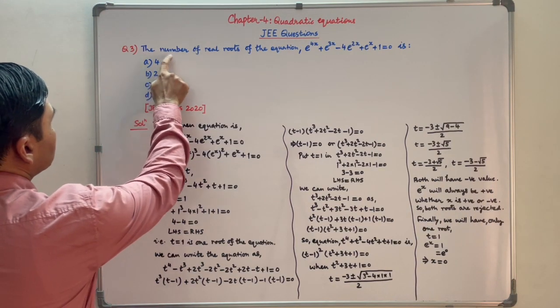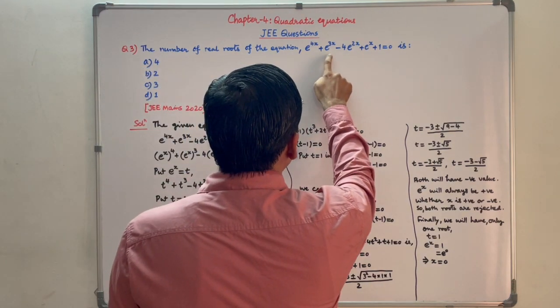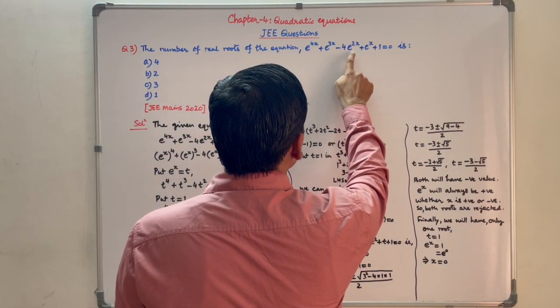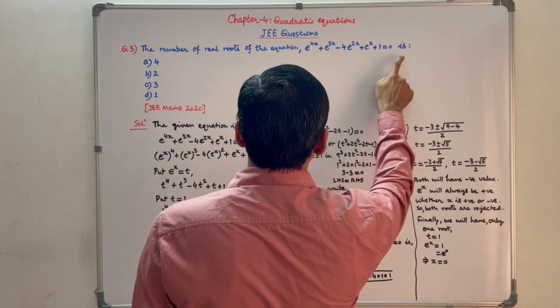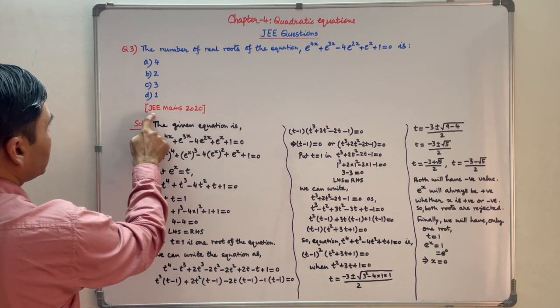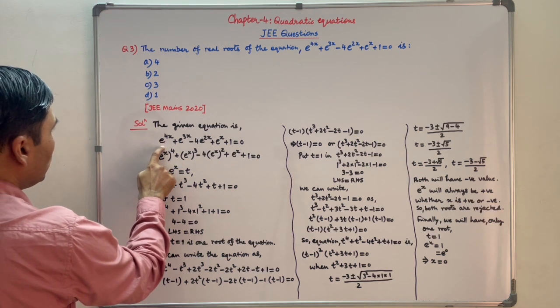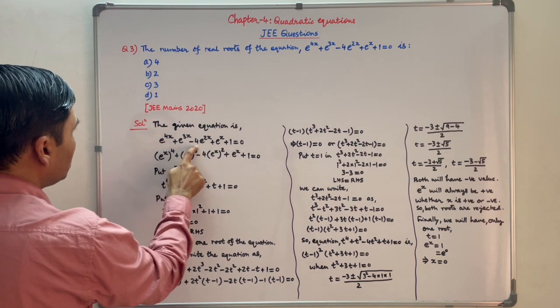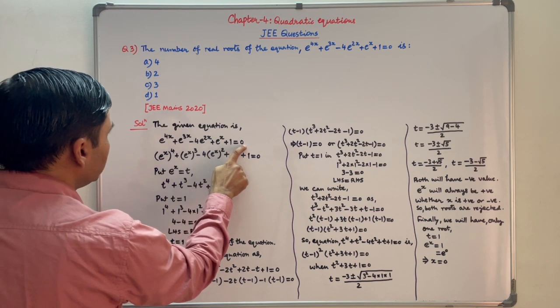Third question: the number of real roots of the equation e^(4x) + e^(3x) - 4e^(2x) + e^x + 1 = 0 is. These are the options given. This question was asked in JEE Mains 2020. The given equation is e^(4x) + e^(3x) - 4e^(2x) + e^x + 1 = 0.